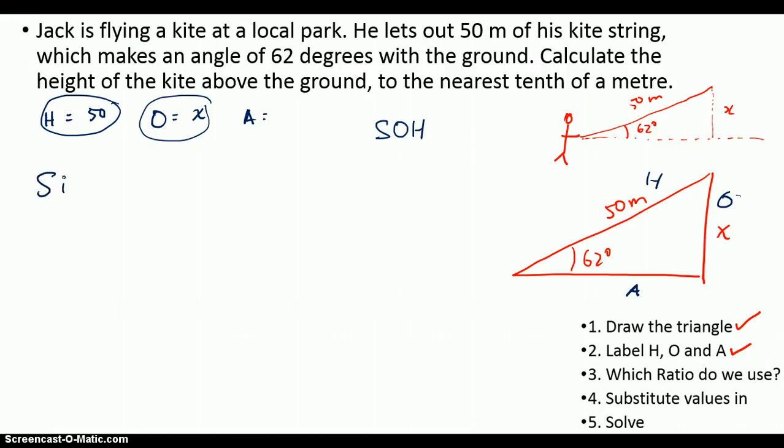So sine theta equals O over H. Which ratio do we use? Done. Now let's substitute the values in. It's just a matter of reading from the question. This becomes sine 62 degrees is equal to O, which is x over H, 50.